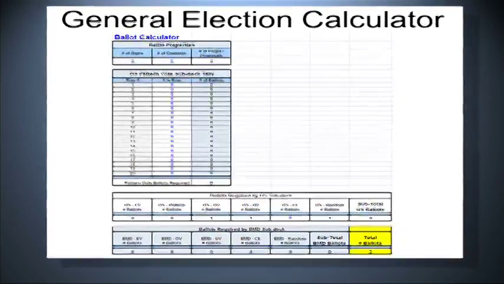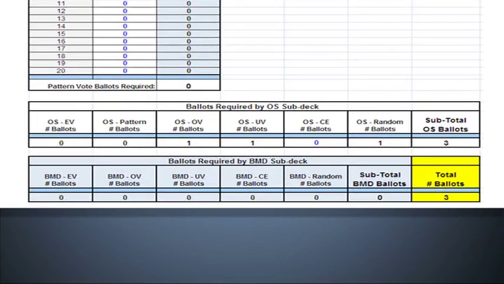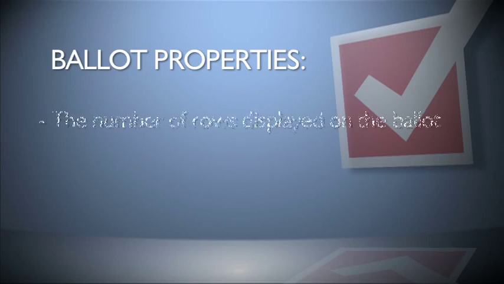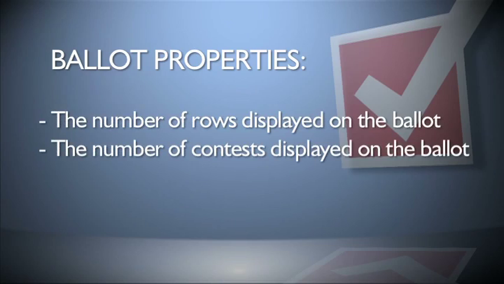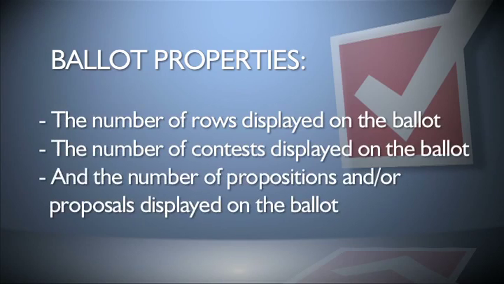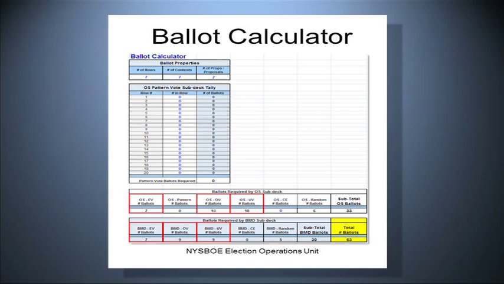The calculator uses the following ballot properties to determine the number of test deck ballots you'll need to create your subdeck. These properties include the number of rows displayed on the ballot, the number of contests displayed on the ballot, and the number of propositions displayed on the ballot. We'll be using this calculating tool throughout the online training and encourage you to use it as we step through each subdeck.